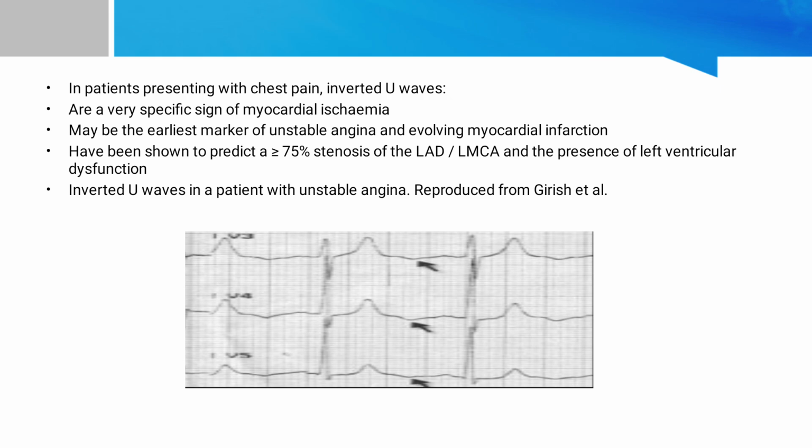In patients presenting with chest pain, here we can see the inverted U waves. They are very specific signs of myocardial ischemia. When U waves are present inverted, they may be the earliest marker of unstable angina and evolving myocardial infarction. At times, inverted U waves may predict more than 75% stenosis of the left anterior descending or left main circumflex artery.